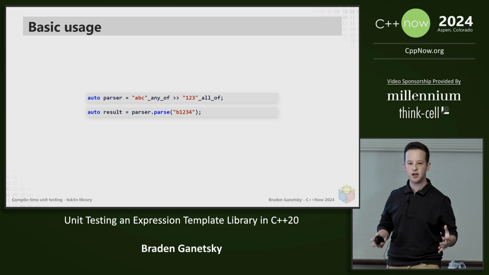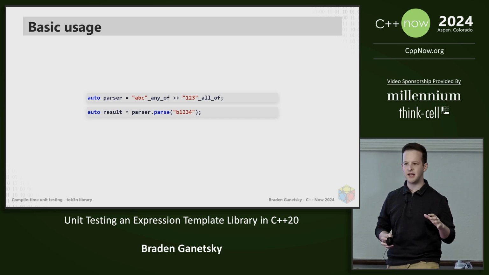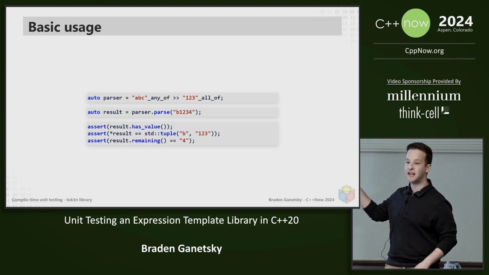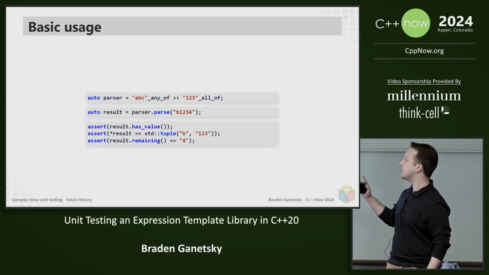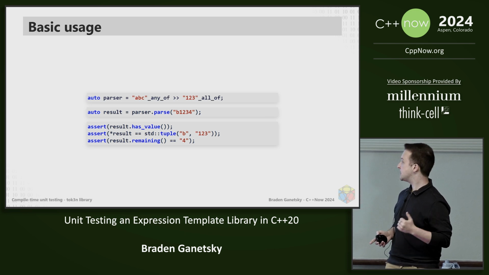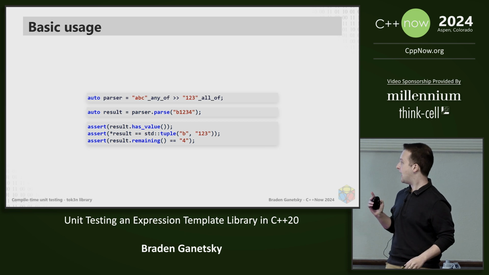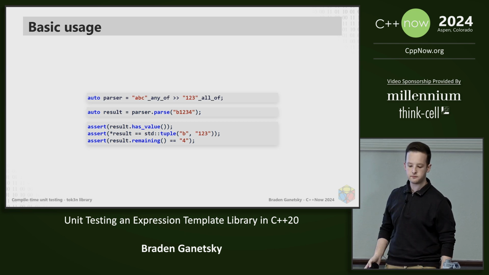Result here is basically an optional, but it has a little bit extra functionality. The extra functionality it has is that it has a dot remaining function, which actually tells you what's remaining in the input. So when I pass it b1234, the result succeeds. The result equals a tuple of 2 spans, and then the remainder is a 4.